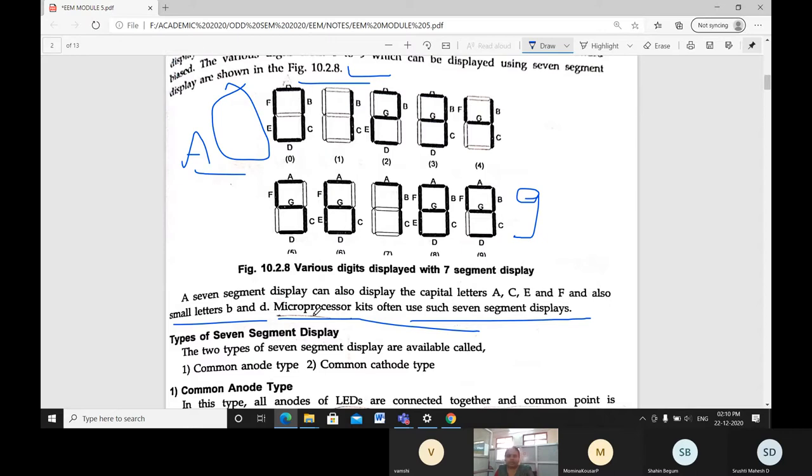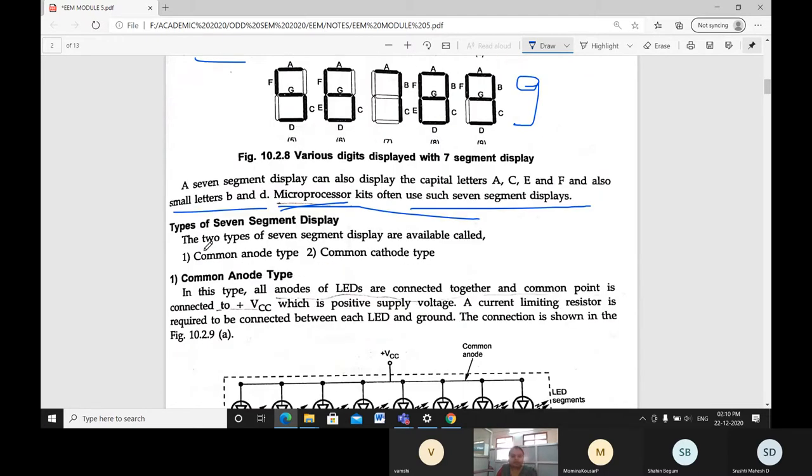When data should be displayed, when you want some long message displayed, we'll prefer the microprocessor rather than the controller. That's what is going to be explained here.